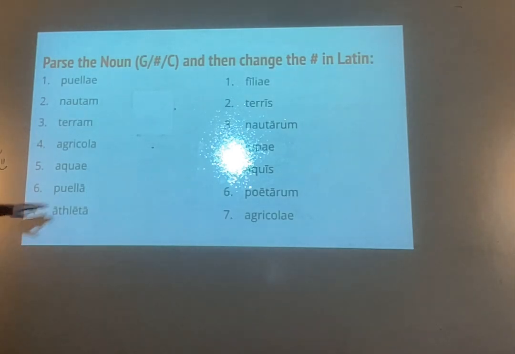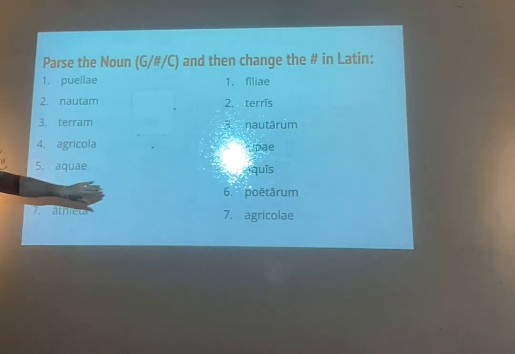All right, so come down here and do puella for me, Franco. Very good. So you notice the difference between the short a in the nominative, and then the long a in the ablative singular. Good. So it is feminine singular ablative. What would the plural be, Franco? Puellis. Excellent. Good, good, good.